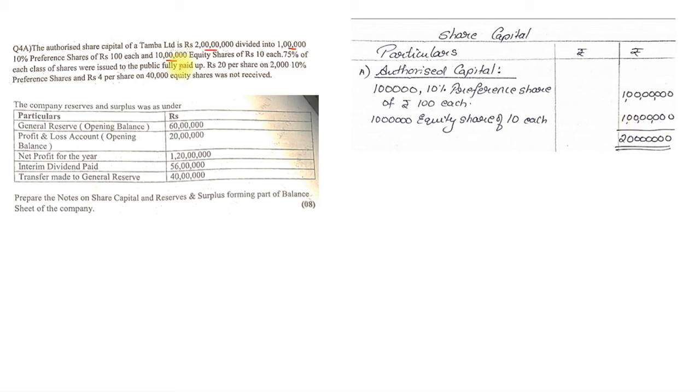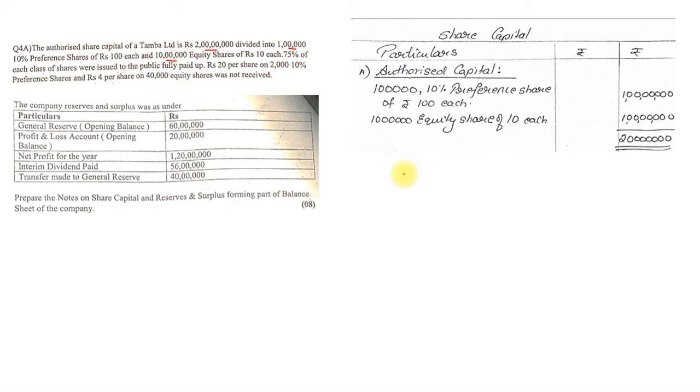Now, issued and subscribed means, given that 75% of each class is issued. So out of 1 lakh preference shares, 75,000 shares of 100 each are issued, so that comes to 75 lakhs. And of 10 lakh equity shares, 75% is 7 lakh 50,000 of 10 each, so that is again 75 lakhs. So 75 lakhs each is issued, but 20 rupees into 2,000, that is 40,000 rupees, is calls in arrears for preference shares, and 4 into 40,000, that is 1 lakh 60,000, is calls in arrears for equity shares.